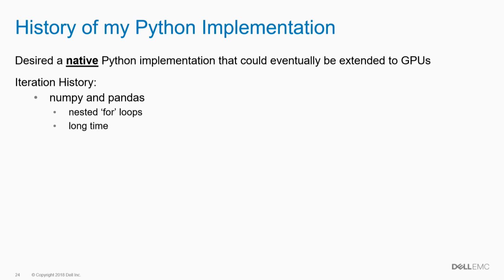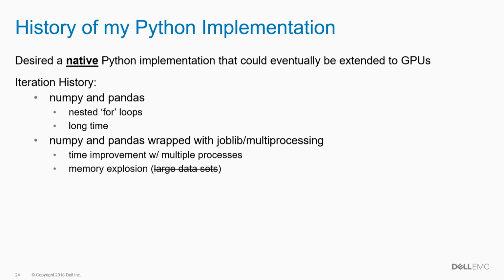Then I dove into multiprocessing with joblib, pulled from scikit-learn, and I was getting a time improvement, but it was spawning multiple processes, and especially on Windows, where there's no forking, the memory space was exploding, so I really couldn't do large data sets.